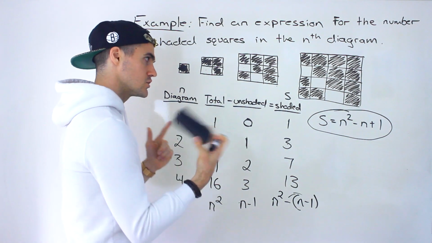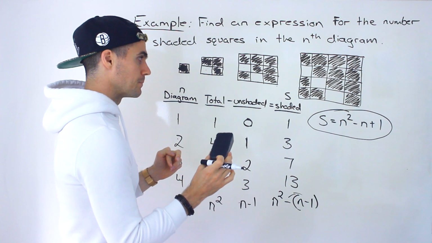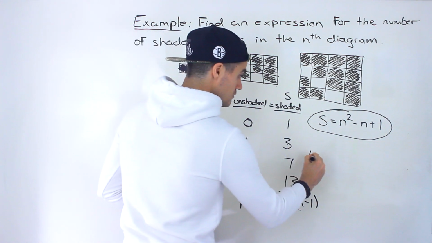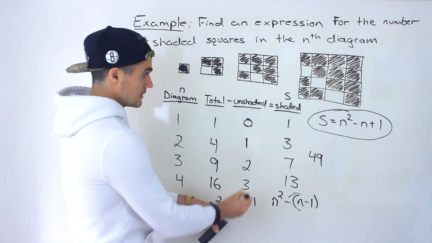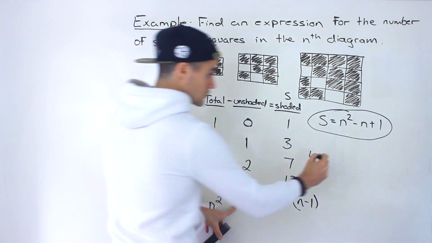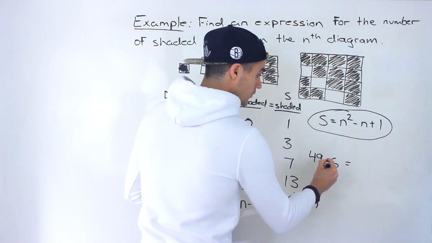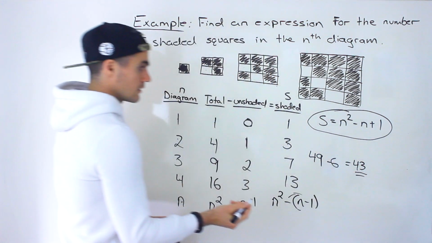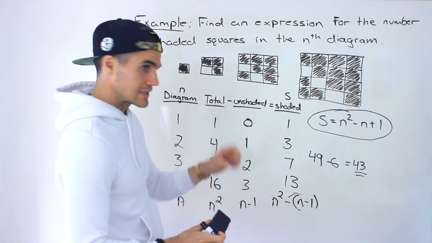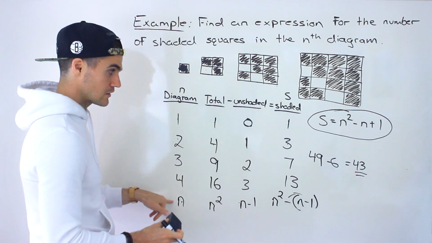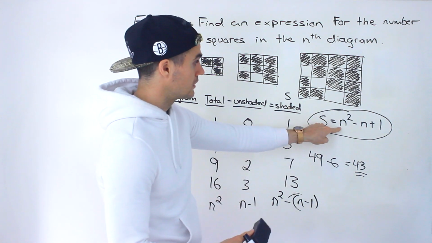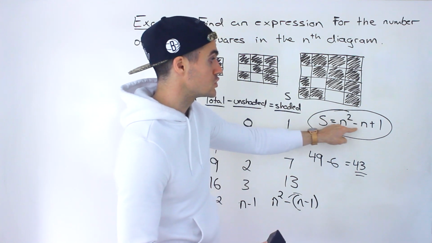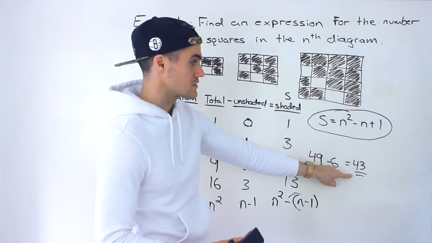And then again, you can intuitively check it. So let's say we're dealing with the 7th diagram. Well, we know the total is going to be 7 to the power 2, 49. And then the unshaded amount is going to be 7 minus 1, which would be 6. So the number of shaded would be 49 minus 6, which would be 43. Remember, n is 7, the 7th diagram. You could plug it in here and see if you get this amount. So 7 to the power 2, 49, minus 7 would give us 42, plus 1 does indeed give us 43.